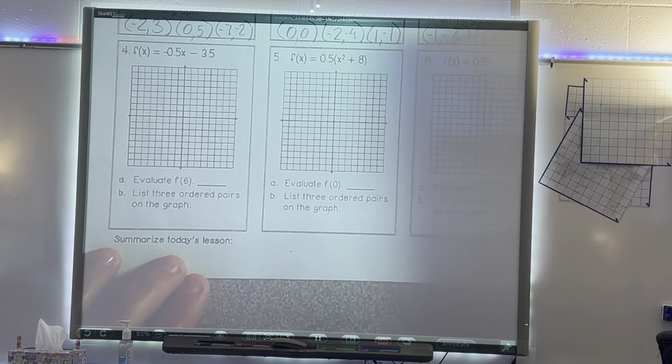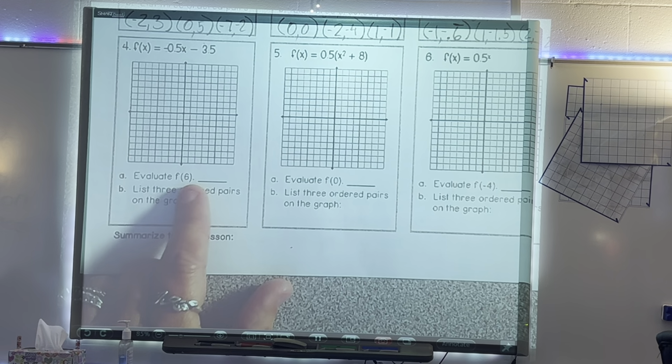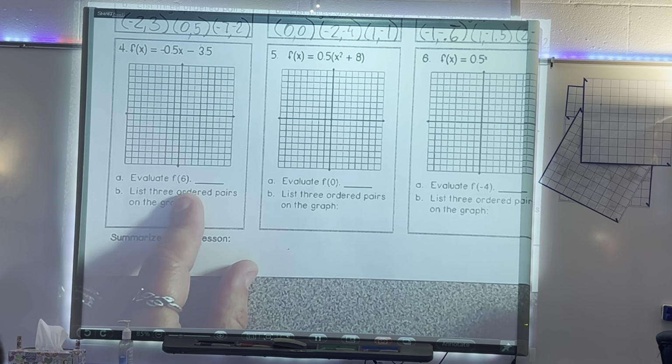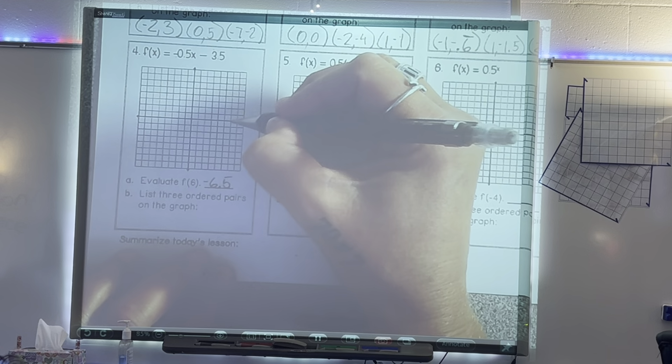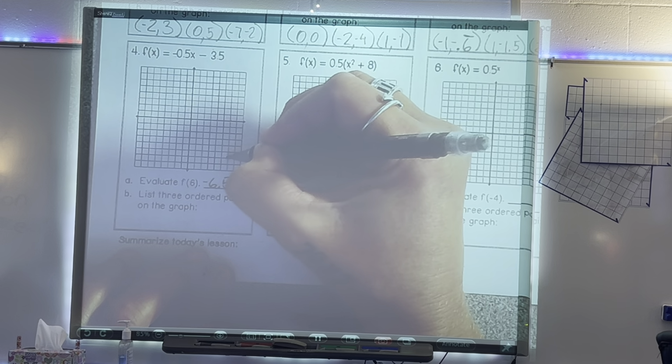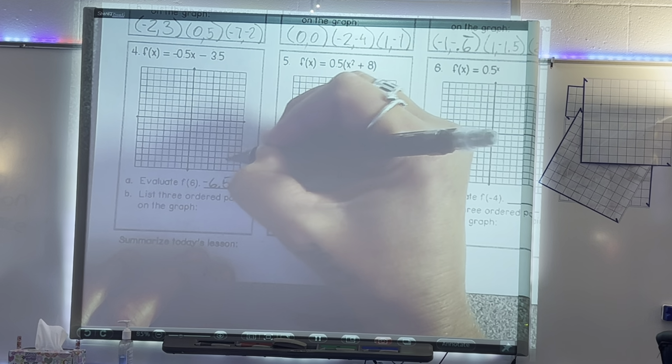Alright, they're asking us for f of 6. So where am I going to get that? Your table. I'm going to the table. So what is f of 6? Negative 6.5. Alright, so I'm going to put that one on there. 6 would be here, 6.5: 1, 2, 3, 4, 5, 6, and part of the way. Right there. Somewhere around in there.